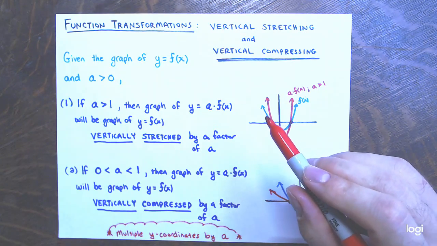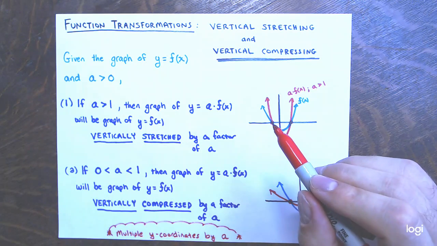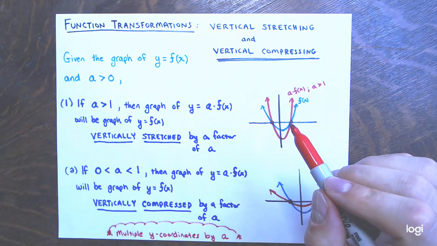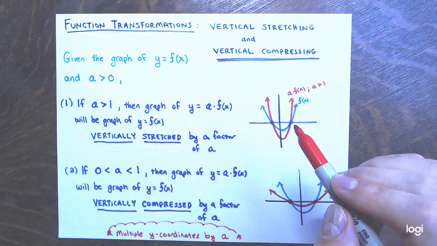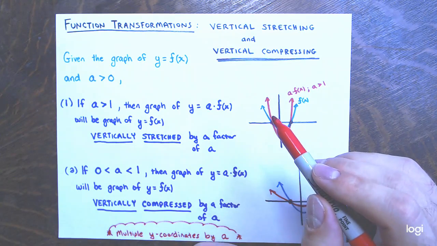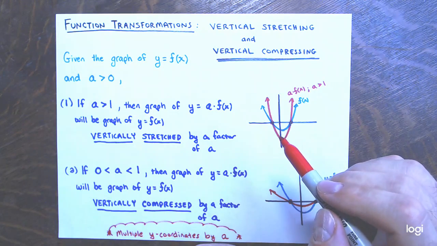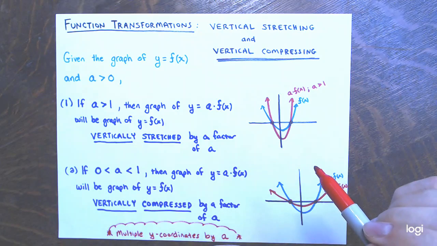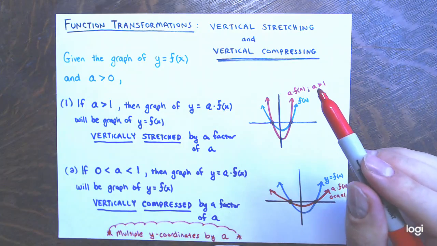All the points on the blue graph will be pushed away from the x-axis. The only points that wouldn't get moved would be the x-intercepts, because if you multiply 0 by a, it's still going to be 0. So the only points that don't get moved by a vertical stretch are the x-intercepts. Every other point on the blue graph, you multiply the y coordinate by a, and if a is bigger than 1, the points go further away from the x-axis. You get a vertical stretch for the graph of y equals a times f of x, where a is greater than 1.